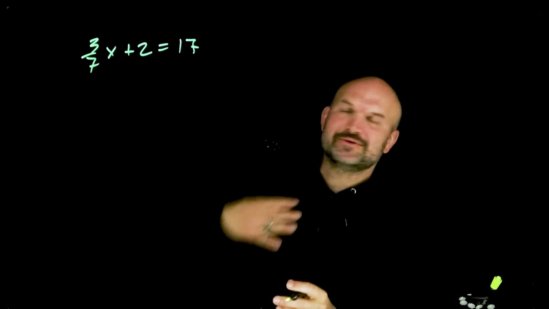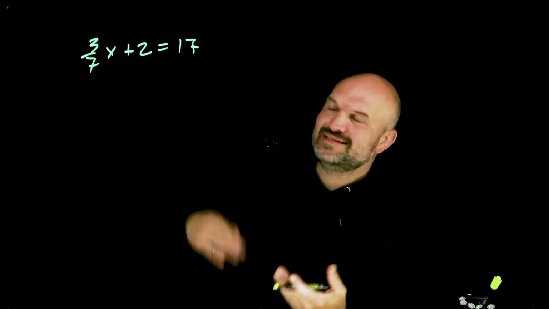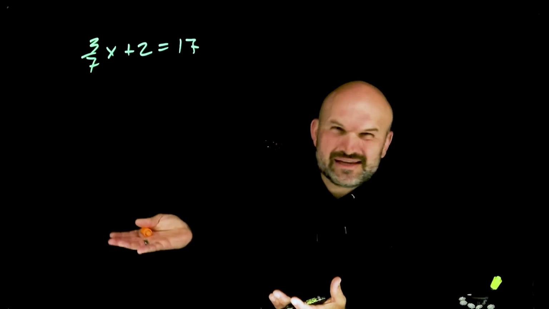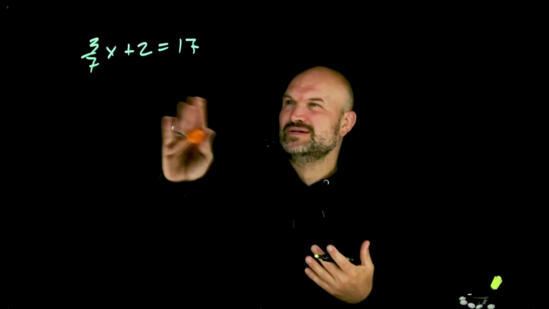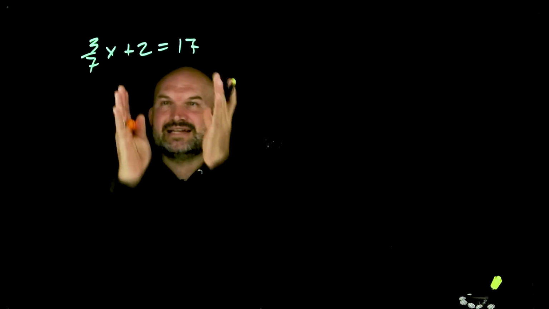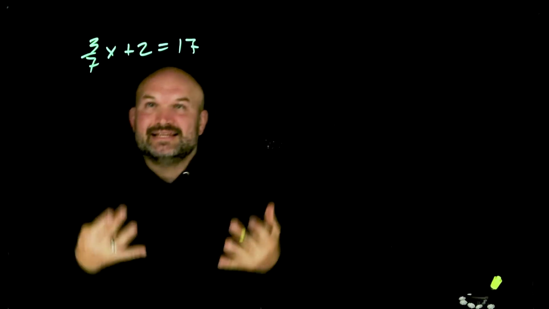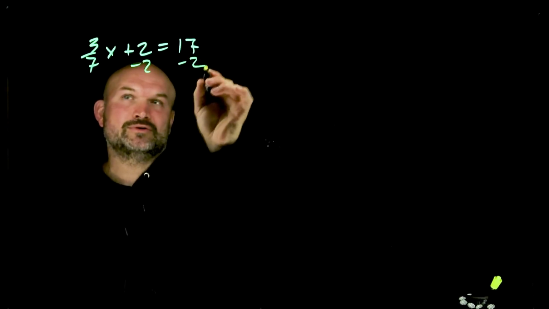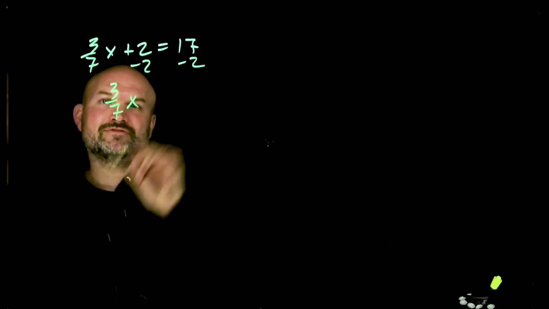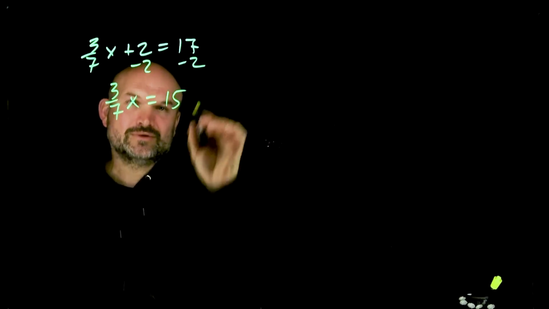Okay, so this one is going to deal with a fraction. And I think we can all agree we don't like fractions, right? But this is a two-step equation. It's simple enough. Most students recognize, all right, I have 3/7 times x plus 2. I know the first thing I need to do is subtract the 2 on both sides. And therefore, I'll have 3/7 x equals 15.